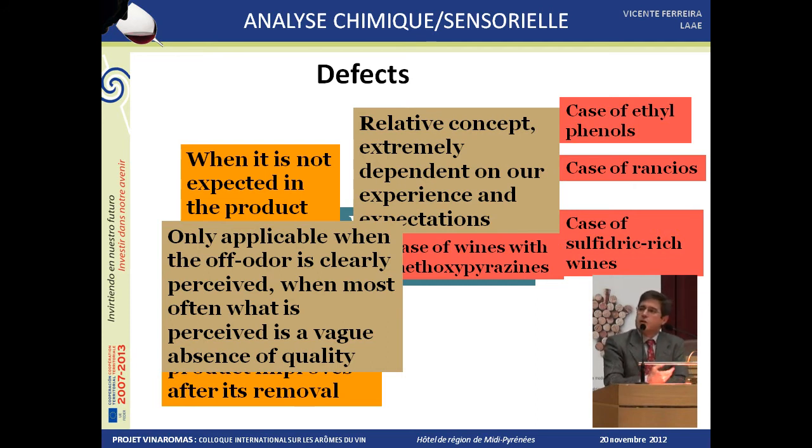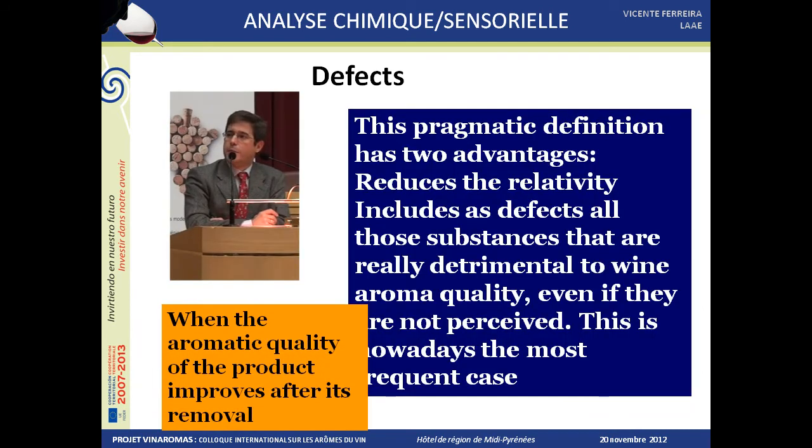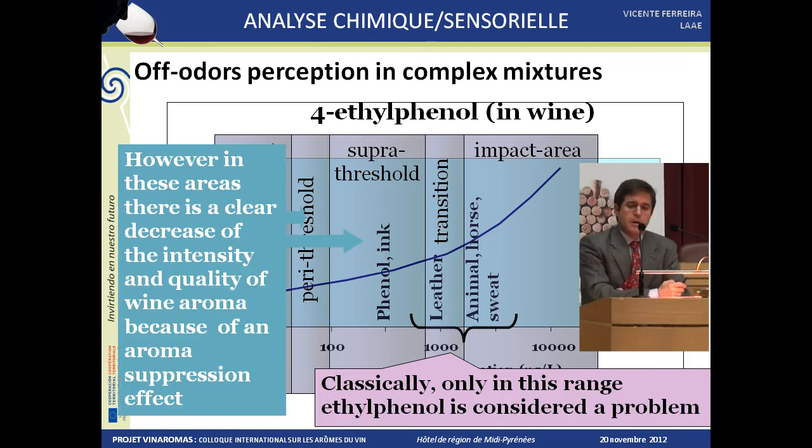And in addition, this definition is only useful whenever you really can perceive the smell. But my point is that we should consider as a defect those molecules that, whenever they are removed from the wine, the positive characteristics of that wine improve. This is a pragmatic definition, but it has two major advantages. First, it limits somehow the relativity, and secondly, it makes it possible to consider as defects those molecules that are not really being perceived but that are decreasing the quality of the wine, and that's what more often happens.